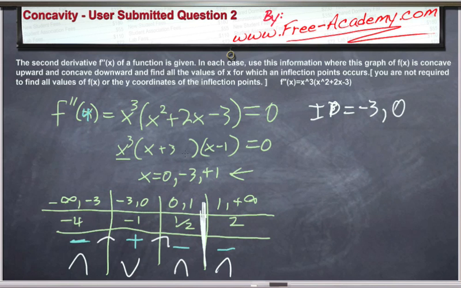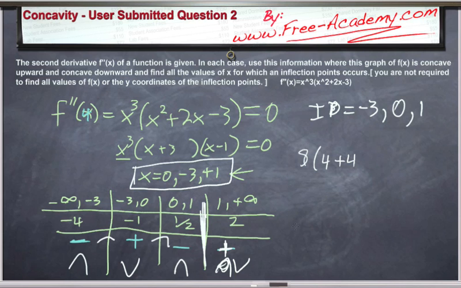Let me check this again. That was 8 times 4 plus 4. This is a positive. Alright, that was my mistake. This is positive, so that's concave up. So that means our other inflection point occurs at 1. So from -infinity to -3 we have concave down. From -3 to 0 we have concave up. From 0 to 1 we have concave down. And from 1 to +infinity we have concave up. And we have inflection points occurring at 0, 1, and -3.